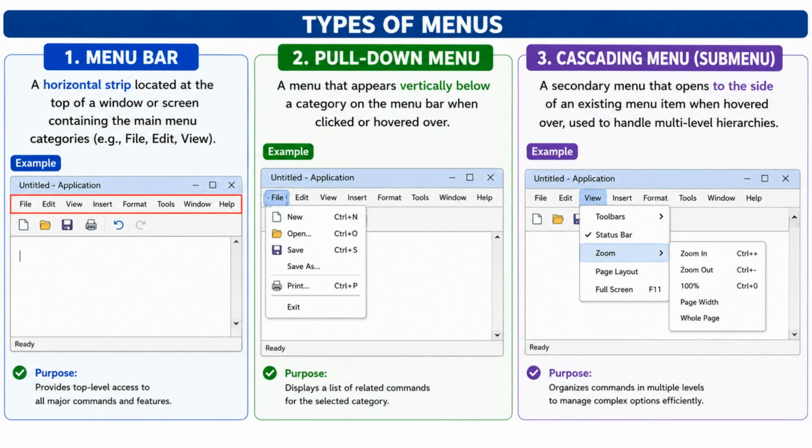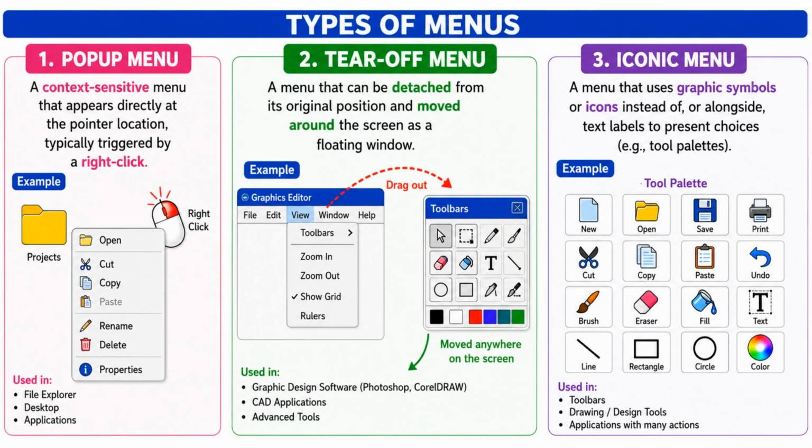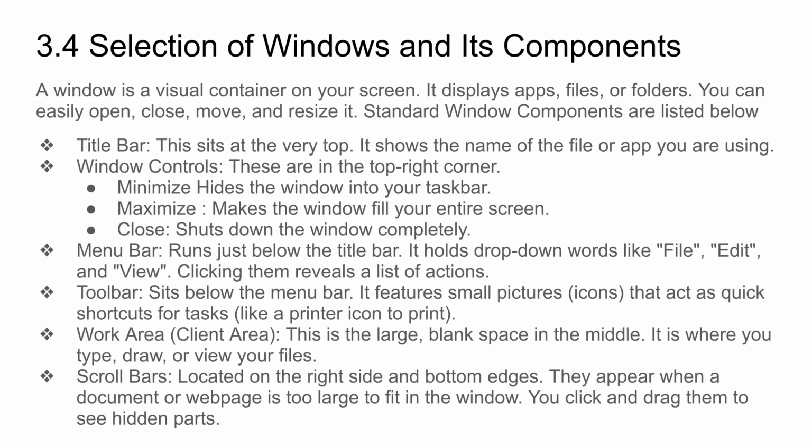Menus come in various types, including the top-level menu bar, vertical pull-down menus, and cascading submenus for multi-level hierarchies. Other common types include pop-up menus for context-sensitive actions, tear-off menus for floating toolsets, and iconic menus that use graphics to represent choices. Windows are the primary visual containers in an interface.